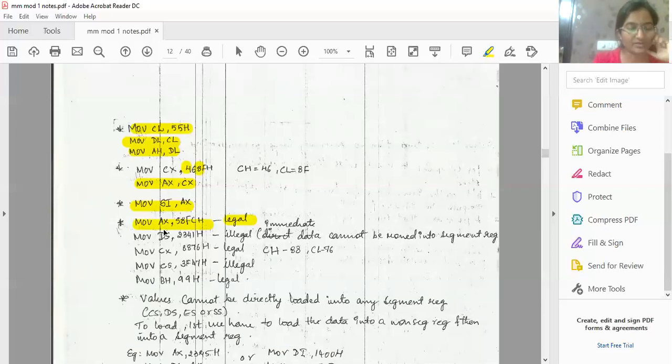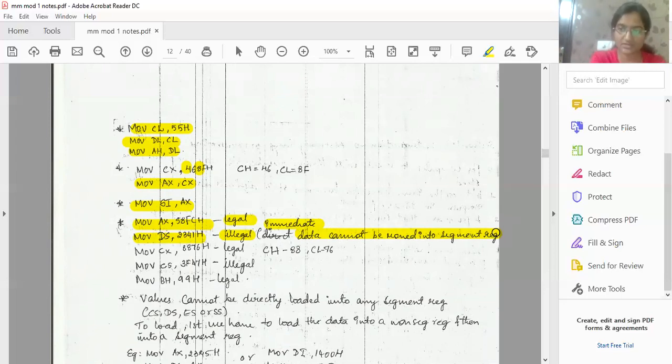Okay, now next is MOV DS, 2341H. Now this is illegal. Why is this illegal? Because immediate data cannot be moved into a segment register. We are saying immediate data. Immediate data cannot be moved into a segment register.